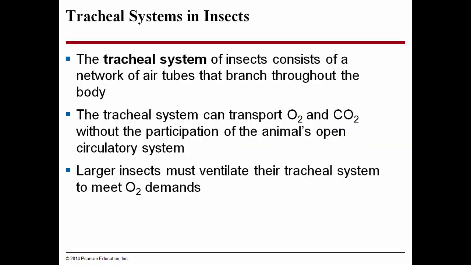The tracheal system of insects consists of a network of air tubes that breathe through the body. The tracheal system can transport oxygen and carbon dioxide without the participation of the animal's open circulatory system. Larger insects must ventilate their tracheal system to meet oxygen demands.